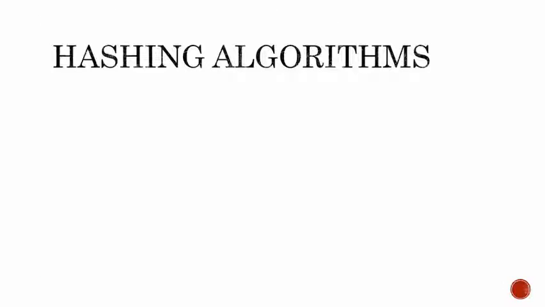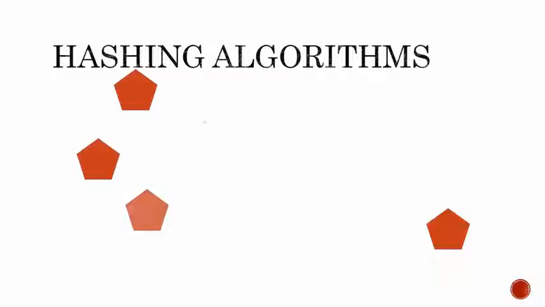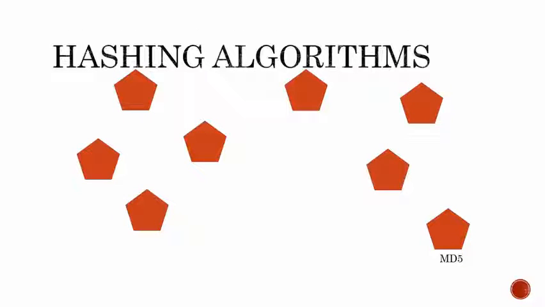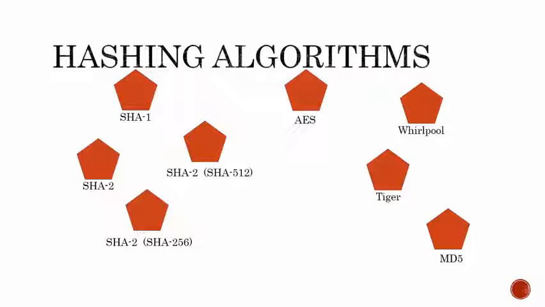Now there are a couple of hashing algorithms that are very famous in the market. The first one is MD5, then we have SHA1, then we have SHA2. It has 2 further versions, SHA256 and SHA512. Then we have AES, then Whirlpool, then Tiger, and then we have Blowfish. Now of all these algorithms, Blowfish is one of the strongest, and many organizations and government agencies use this algorithm.